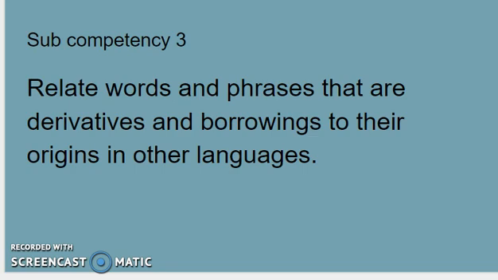And now we are at Subcompetency 3. Subcompetency 3 is relating words and phrases that are derivatives and borrowings to their origins in other languages. So, this is going to be talking about Greek and Latin root words and how words have come a long way and changed the English language.